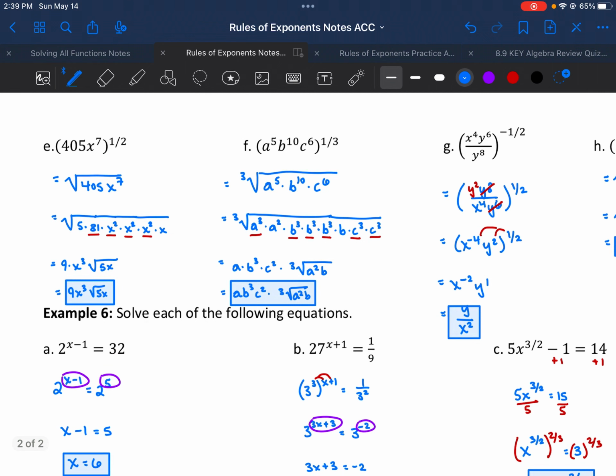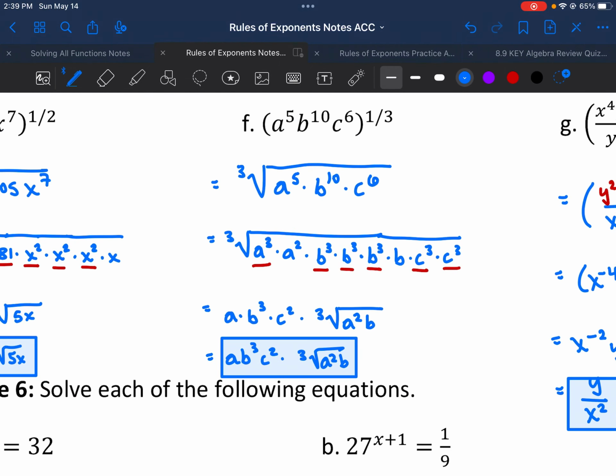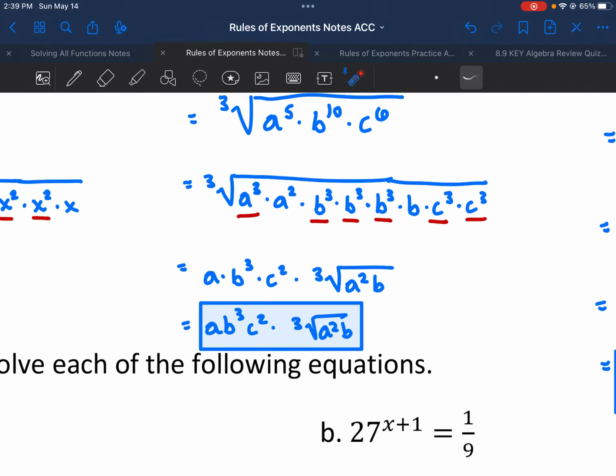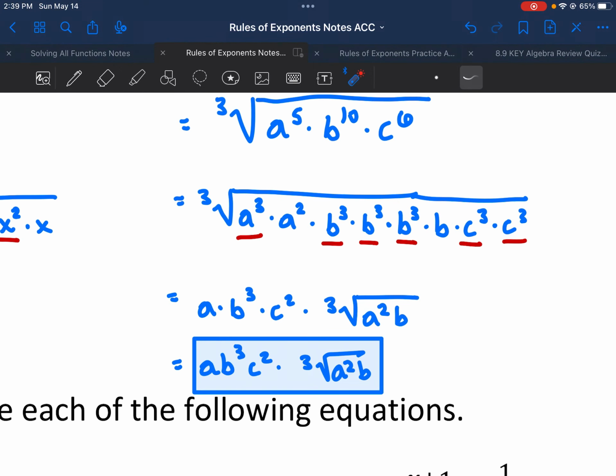Also, one more thing before I cut the video short here. In the key to the notes, so if you go on eClass and you look at the key to these notes, I accidentally left this out in this example, example 5F. On the key to the notes, I forgot to put the cube root there. This is what the answer looks like on the key. It needs to have this cube root. It needs to be a b cubed c squared times the cube root of a squared b.